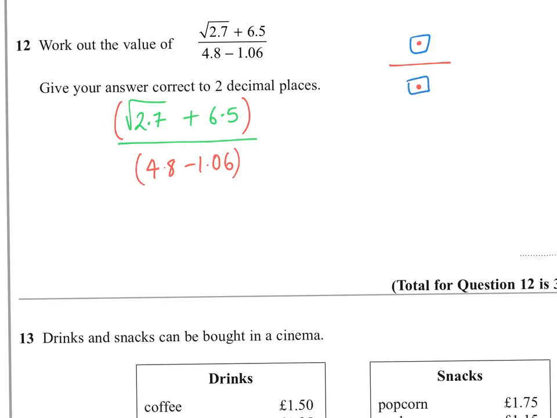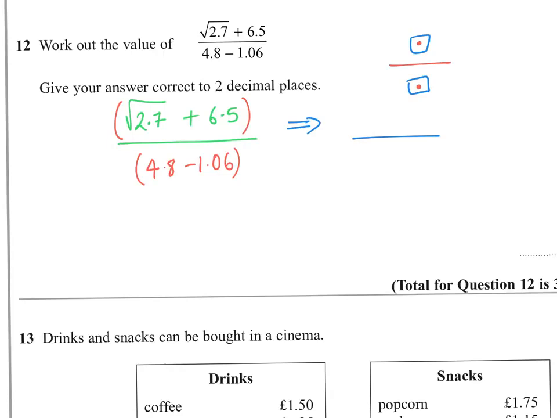So the number on the top I think we should sort out first. The brackets would be there if you wanted to put the whole thing in at once, and I can do that at the very end, but I think at this stage we should probably do the top first and then the bottom. So let's sort out 2.7, the square root of that.